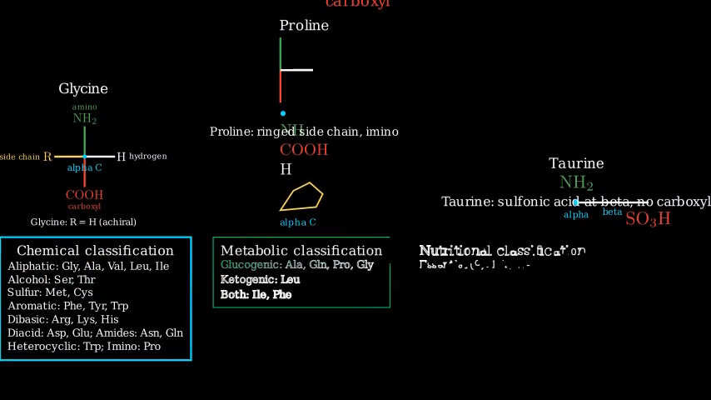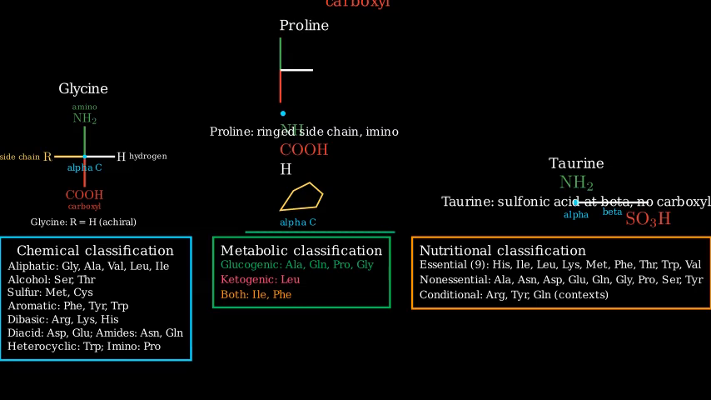There are three useful ways to classify amino acids. First, chemical families group similar structures like aliphatic, aromatic, sulfur-containing, and so on. Second, metabolic behavior distinguishes glucogenic, ketogenic, or both. Third, nutrition separates essential from non-essential, with some becoming conditionally essential.